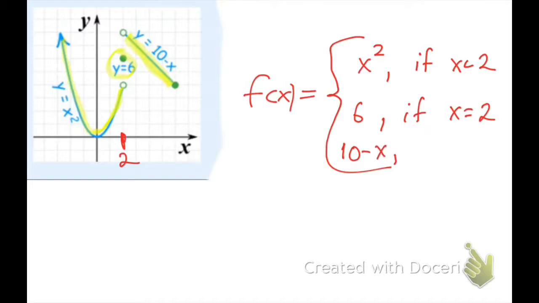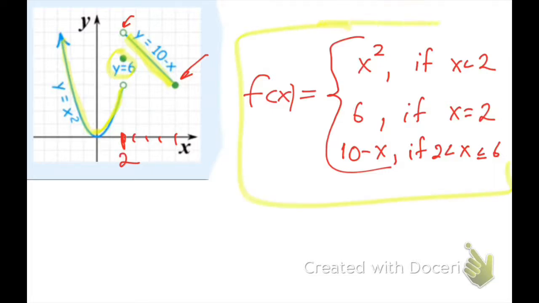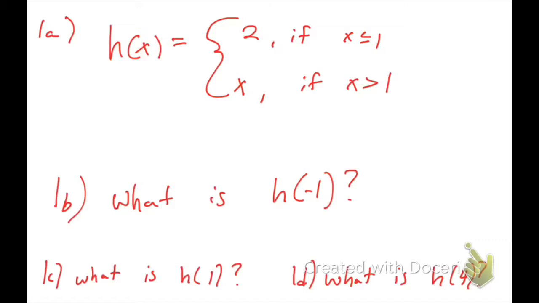That function is used if your x value is greater than 2, not equal to because it's an open circle. It's greater than 2, but less than or equal to 6 because it's closed. And so this would be my piecewise function. That would be my answer. Now conversely, if I gave you this, you could graph it like this as well, which we'll do in this one.